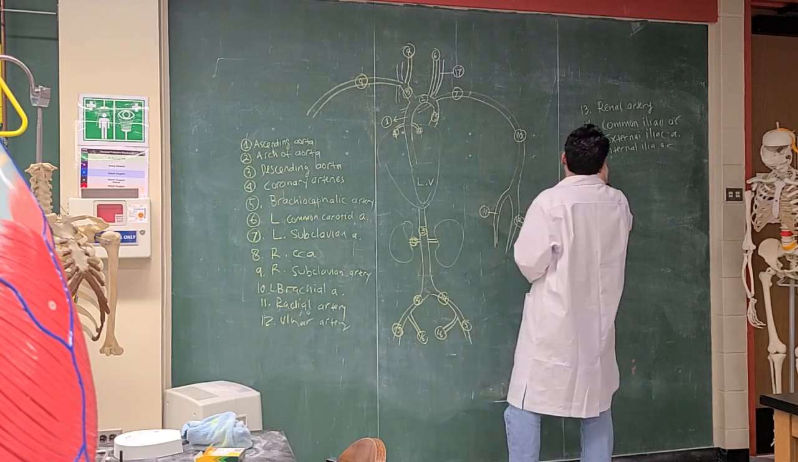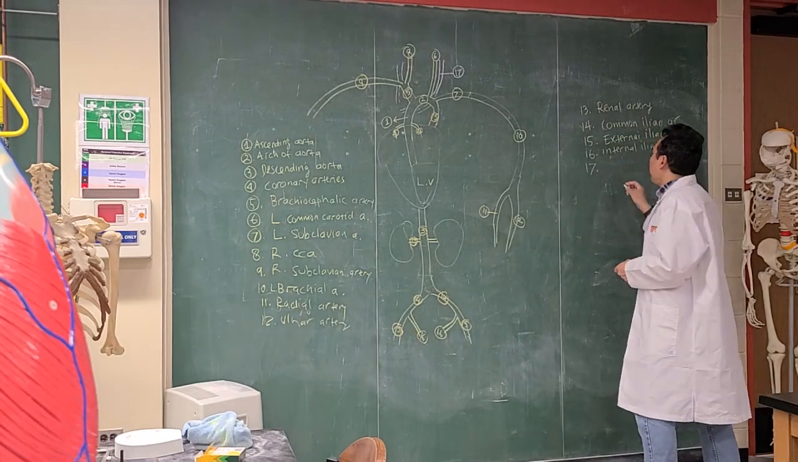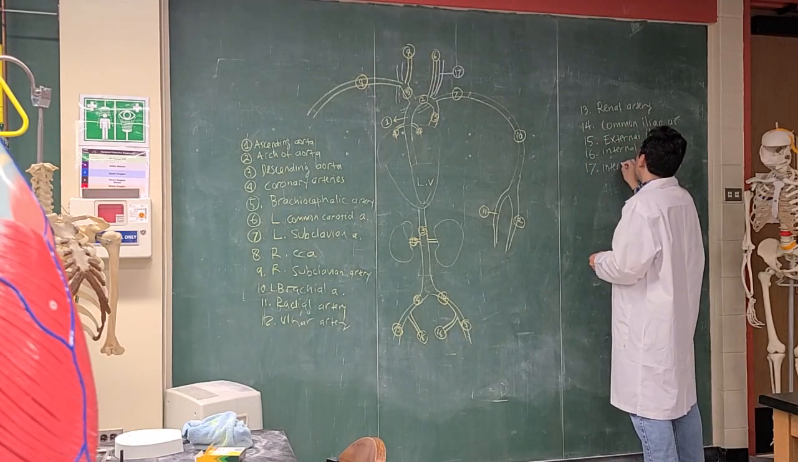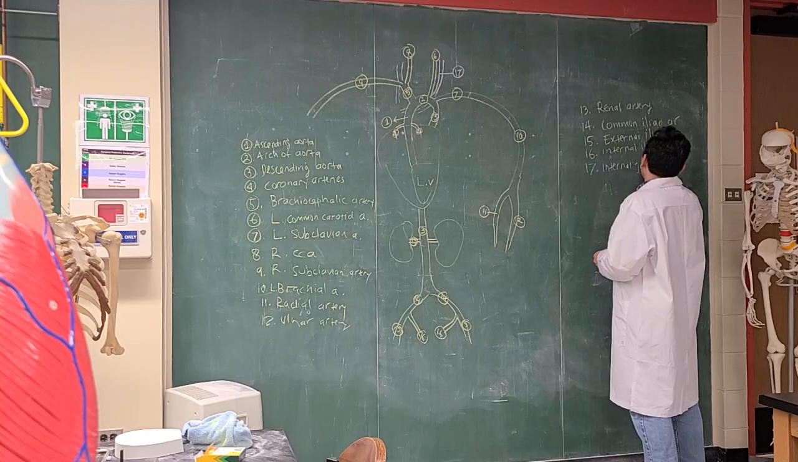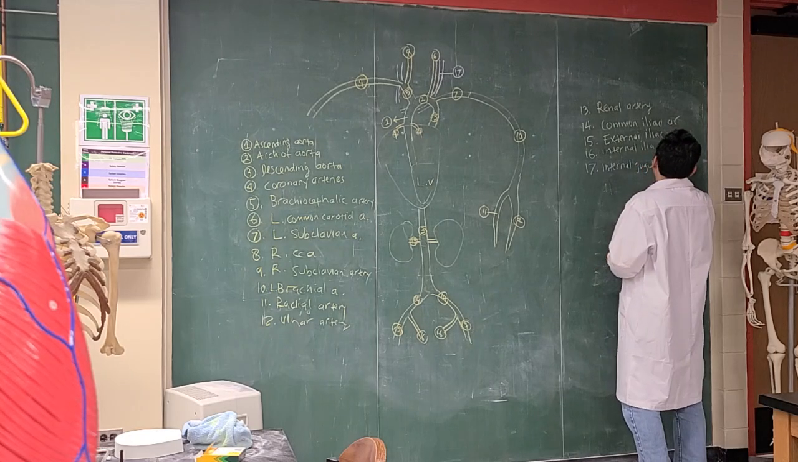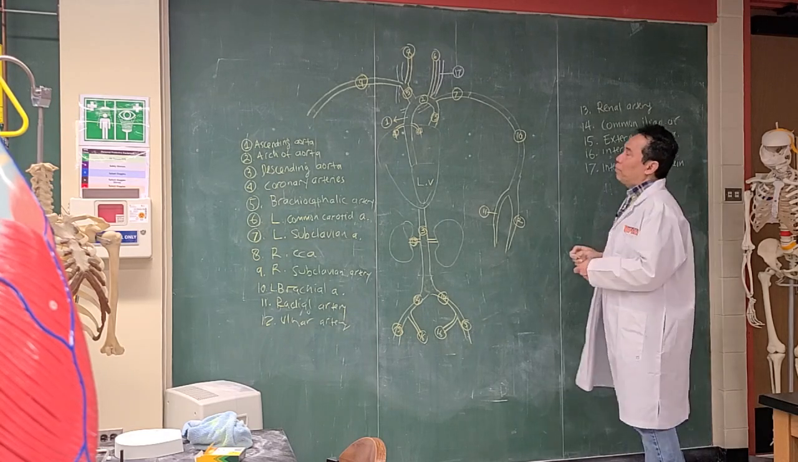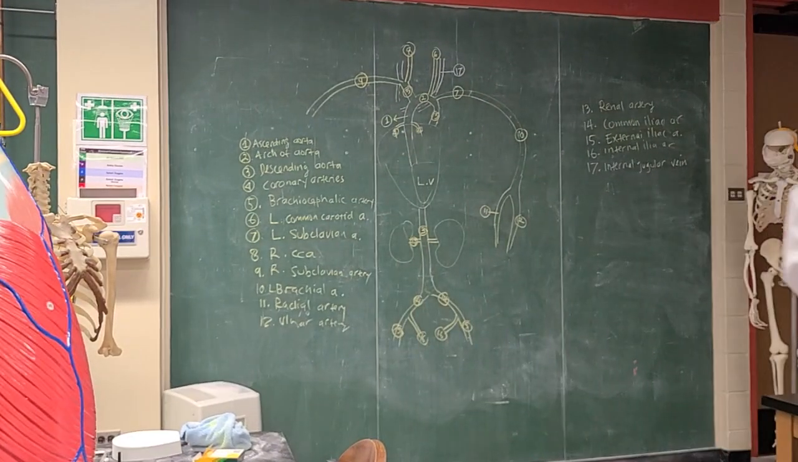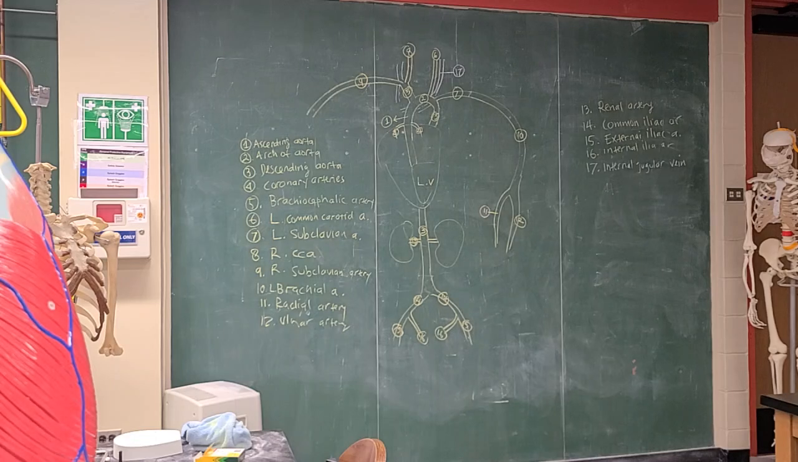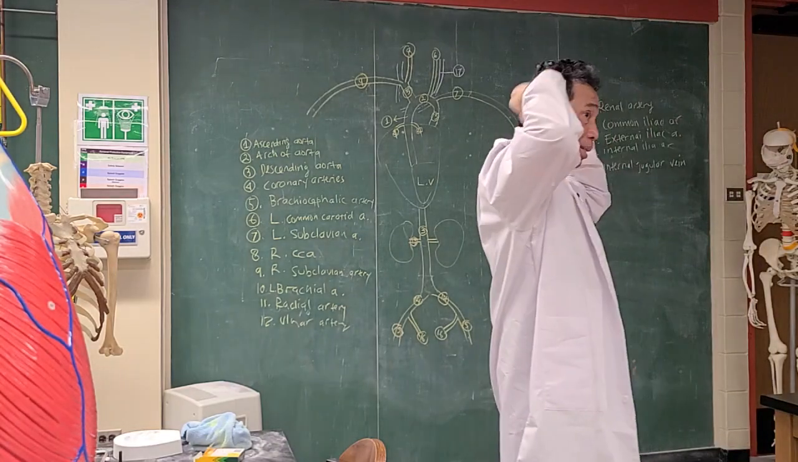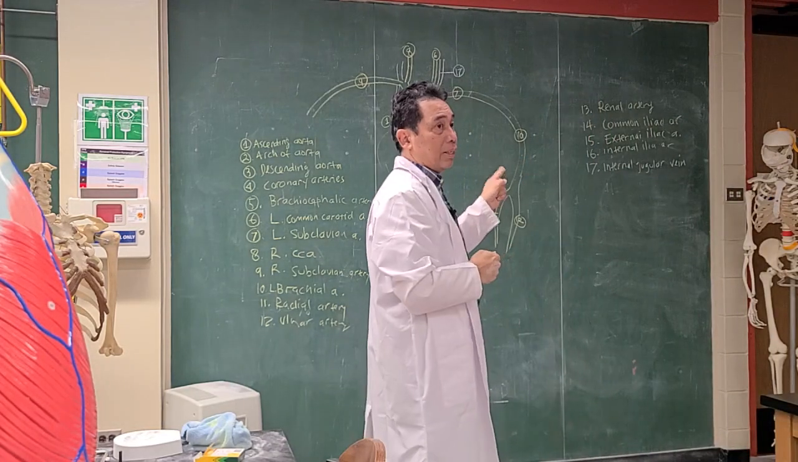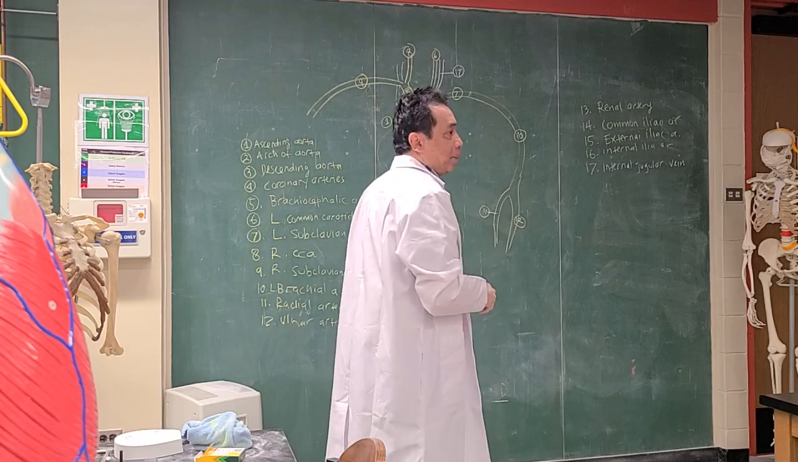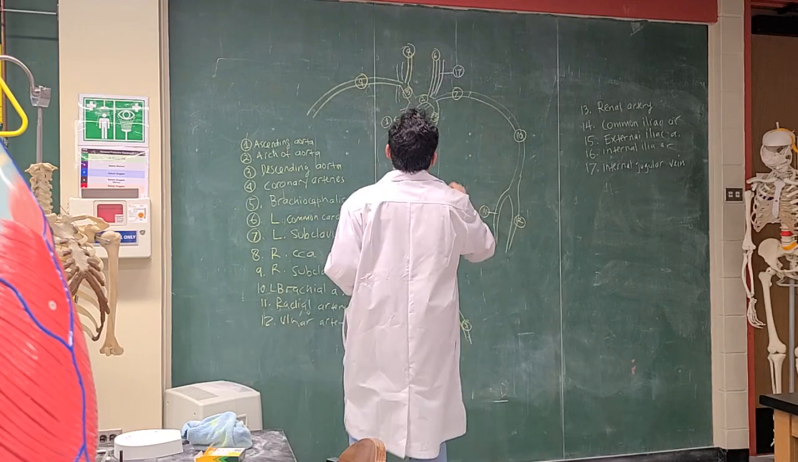17. I'm going to change the color because this is vein now. This is internal jugular vein. It can be left and right. This is actually in the front part of our body. So over here, you're going to see the blue one over here. We have external on the back, smaller. External jugular vein on the back is smaller. Internal, bigger.